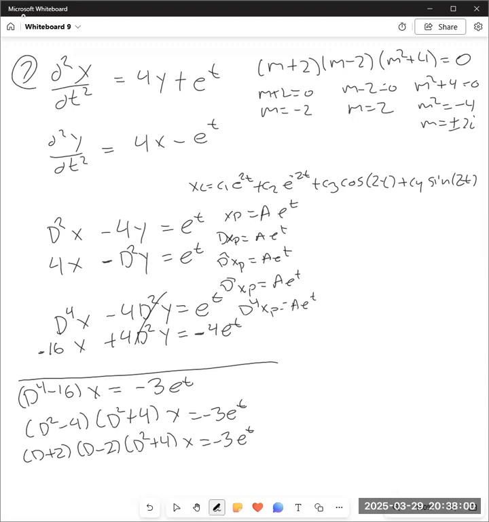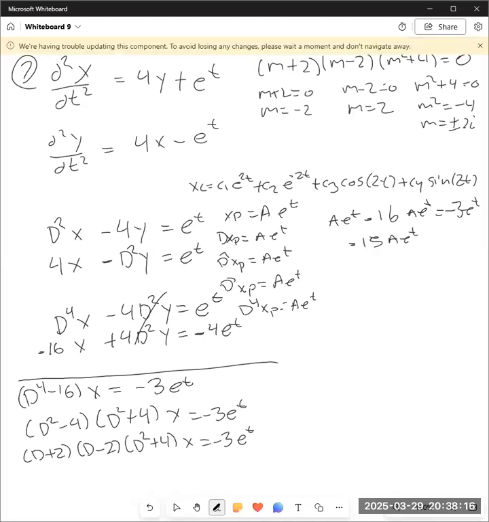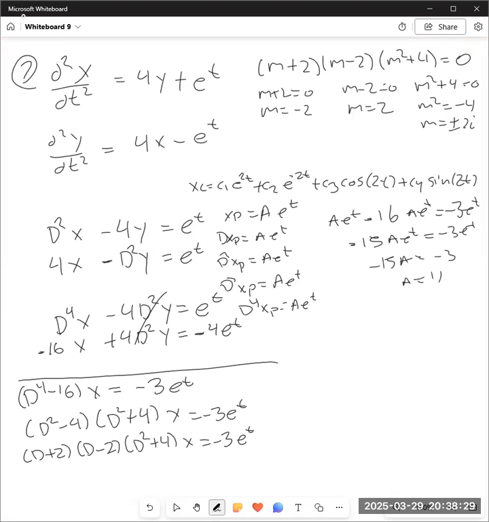So we have d4 minus 16 times the original is equal to -3 e to the t. So -15A e to the t is equal to -3 e to the t, and -15A is equal to -3. A is equal to 1/5, meaning my xp is equal to 1/5 e to the t.